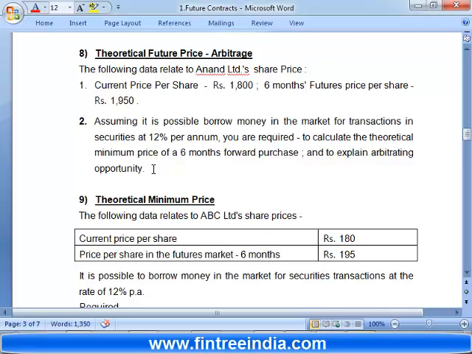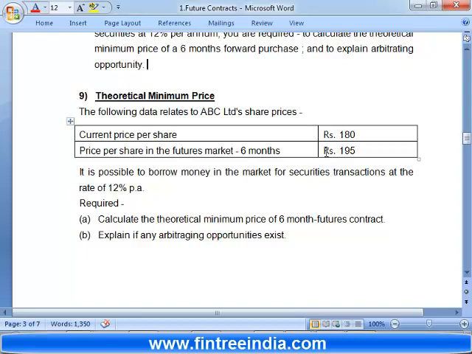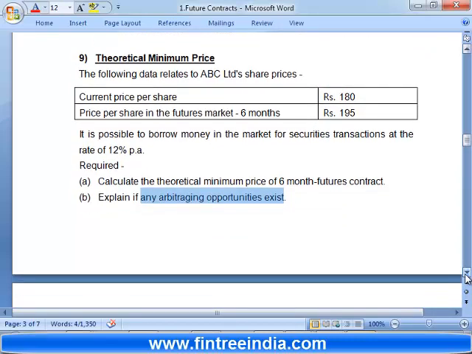Please ask any questions you have here. Should we go to the next question then? Now question number 9 is your home assignment. It's exactly similar. We'll read the question together. Current price is given, future price is given, and rate is given as 12%. First, you have to calculate the no arbitrage future price, and then second, whether any arbitrage opportunity exists. Same question. So the difference between the two would be your profit. So that's your home assignment, question number 9.